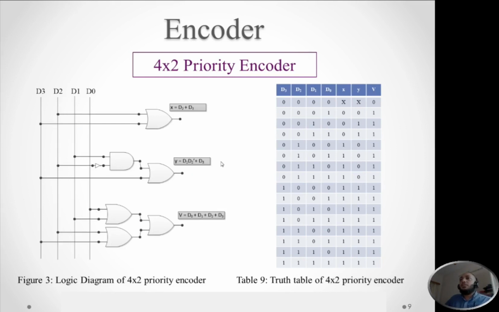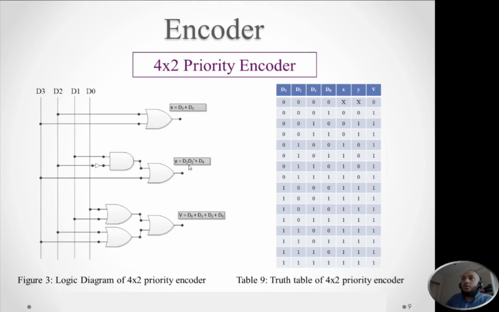Now we can draw the logic diagram using the expressions we have found. For X, we have found X equals D2 plus D3, so we will take D2 and D3 to a normal 2 input OR gate, and the output will be X.